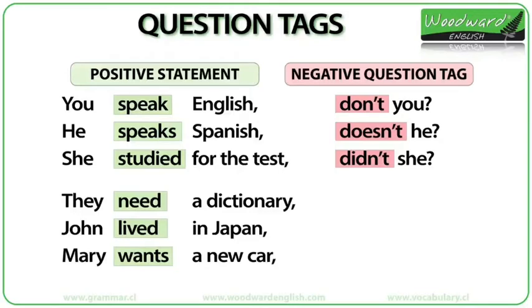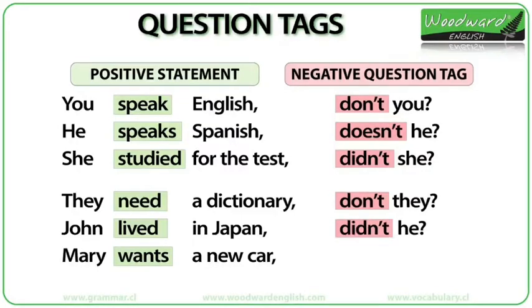Let's try some more examples. What would the negative question tag be for these statements? They need a dictionary. Don't they? John lived in Japan. Didn't he? Mary wants a new car. Doesn't she?